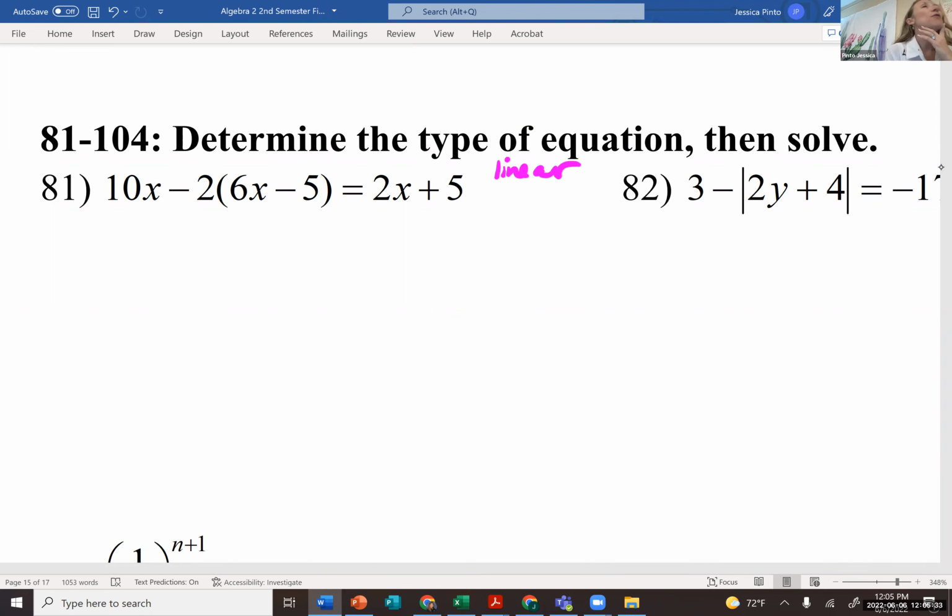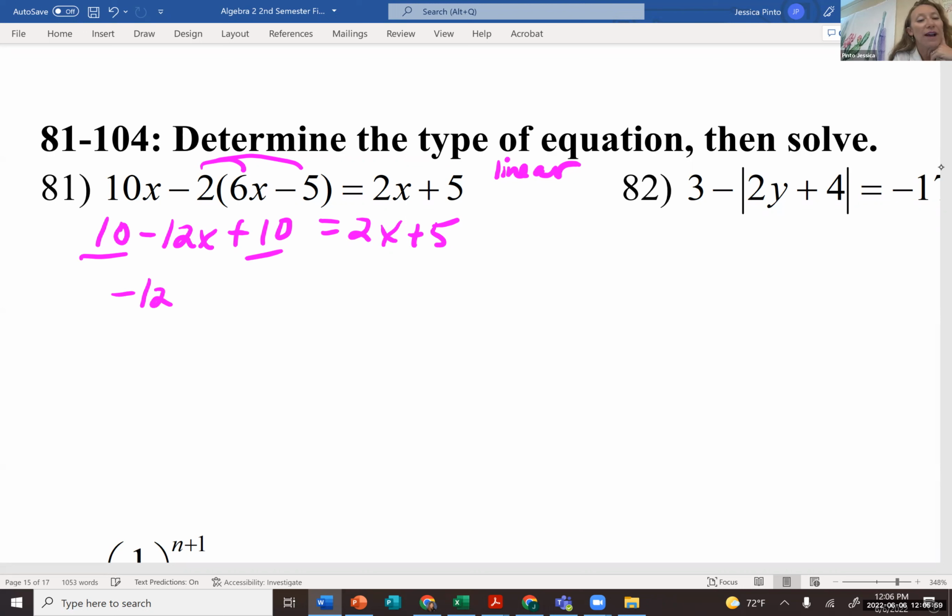What that means is I'm only going to get one answer for x. This one should be pretty straightforward. We're going to distribute -2 and simplify our like terms and figure out x. It's 10 minus 12x plus 10 is equal to 2x plus 5. Combining my 10 and 10 on the left-hand side, I have -12x plus 20 is equal to 2x plus 5.